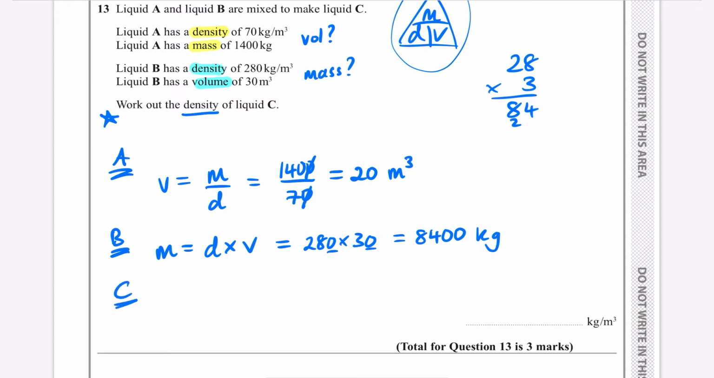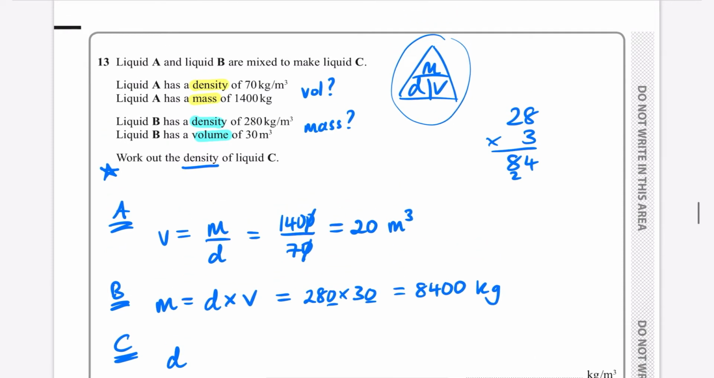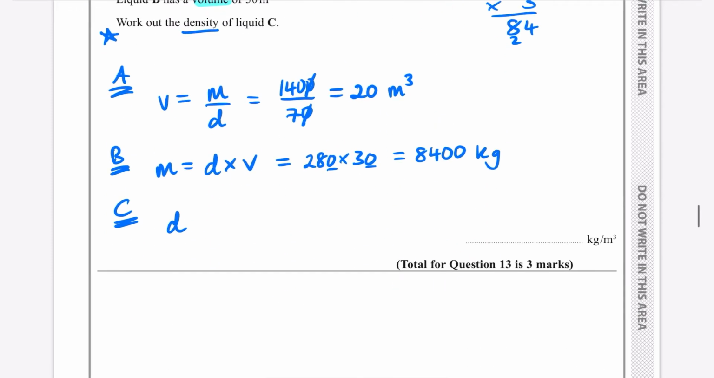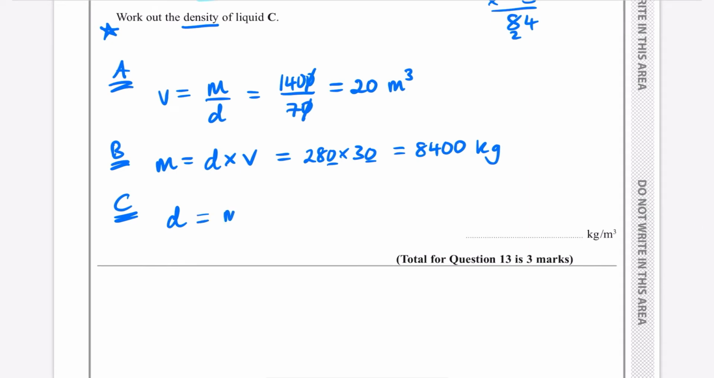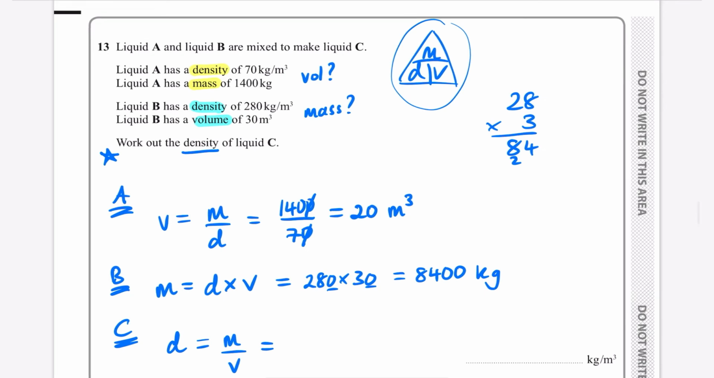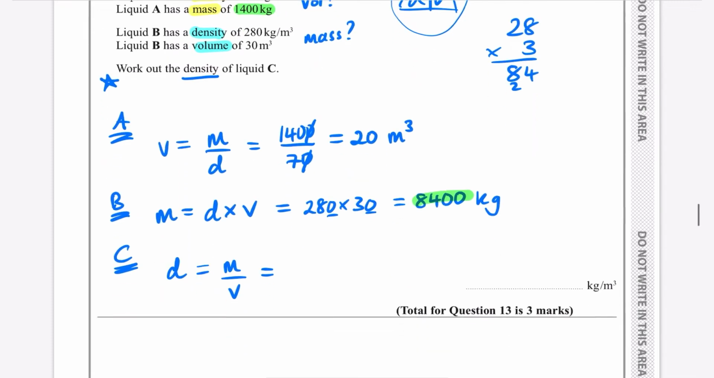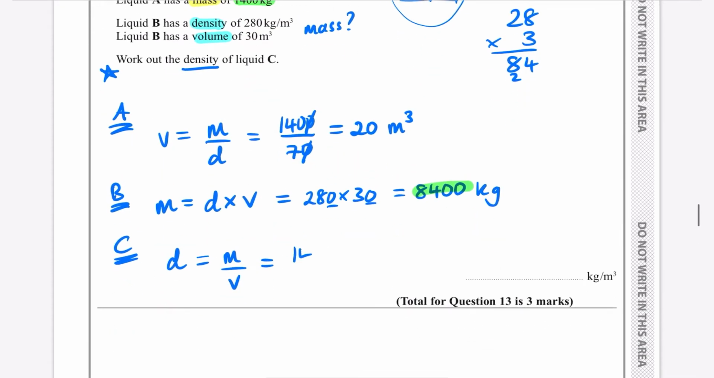Now we're going to try and find out the density of liquid C. The density of liquid C is going to be the mass divided by the volume. Now the mass is going to be the total mass, so I'm going to want to use this mass and this mass that I've got here. I'm going to want to do the 1,400 plus the 8,400. Quick bit of working out over here. That's 9,800. So that top part is going to be 9,800.